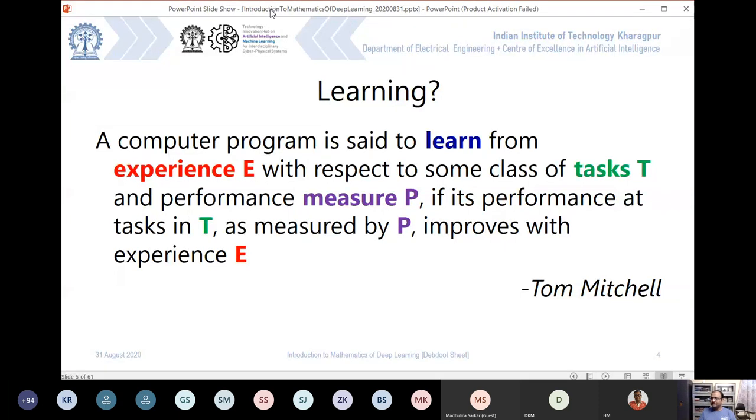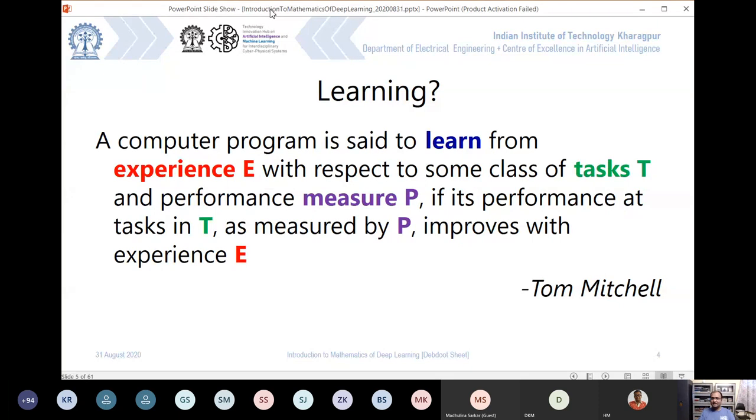It is said to learn only when, as it performs this task more and more, and you measure some metric of how good it is at that task by the measure P, you see that the value of P keeps improving with experience E. If P is something like accuracy, then the value of P would increase as you have more experience. If P is something like error, then as experience increases, the value of P will decrease. So it will be improving. That's essentially what we want to see over here.